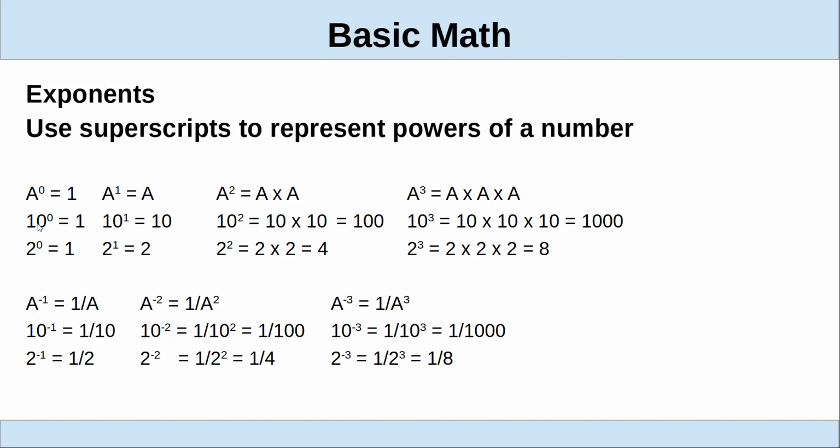We normally deal with it in powers of base 10. So 10 to the 0 is still going to be 1. 10 to the 1 is going to be 10, the same number. 10 squared is 10 times 10, or 100. And 10 cubed is 10 times 10 times 10, 1,000. 10 to the 4th is 10,000. 10 to the 5th is 100,000. 10 to the 6th, which you see a lot, is megacycles.